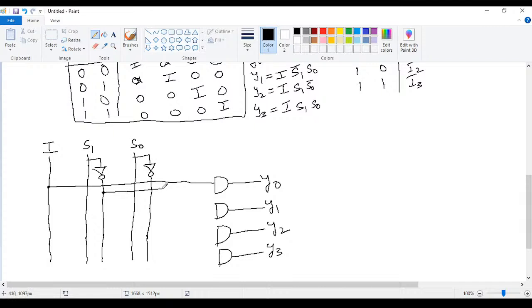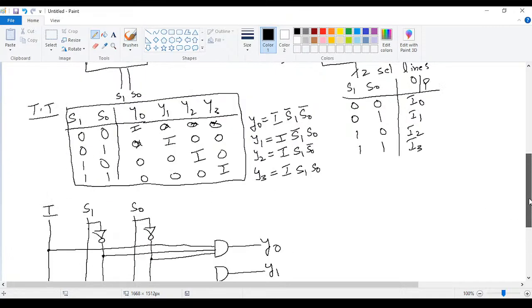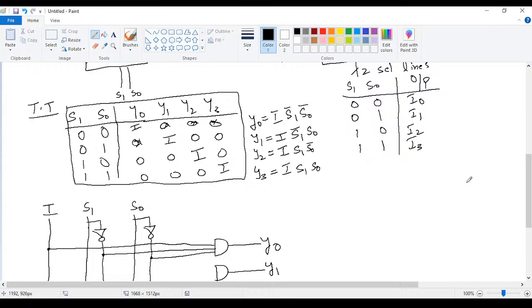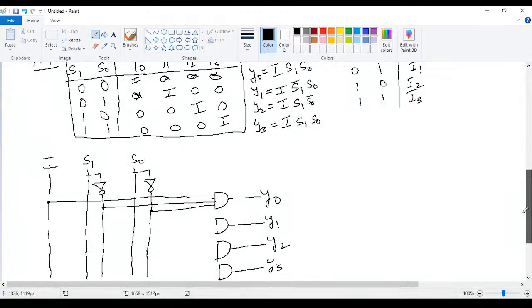We need to put a dark dot so that there is a connection. Here the crossings are not connections. So here we have a dark dot: I into S1 bar S0 bar, that is for y0. And for y1, I is common for everything. We want I only as the output. I will be the output when S1 equals 0 and S0 equals 1.